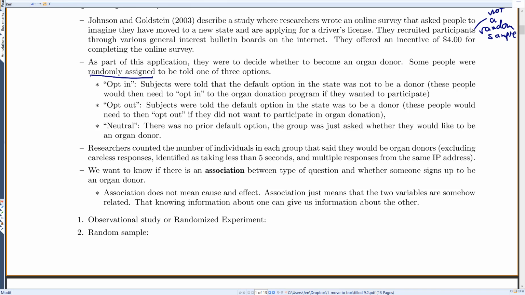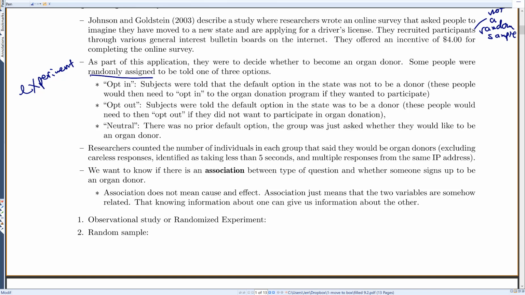Okay. And that's important. That tells us that it's going to be an experiment because we chose which group the people are in. Okay, and we randomly did it. Then researchers counted the number of individuals in each group that said they would be organ donors, excluding careless responses. That means if they took less than 5 seconds, and multiple responses from the same IP address, so if someone just took it over and over to get $4 each time.